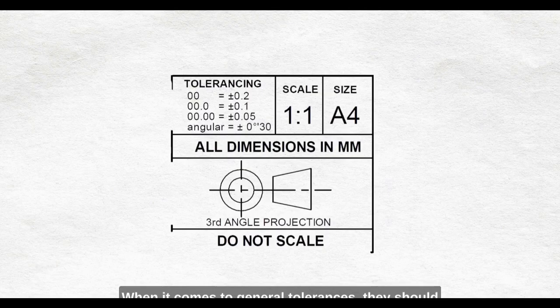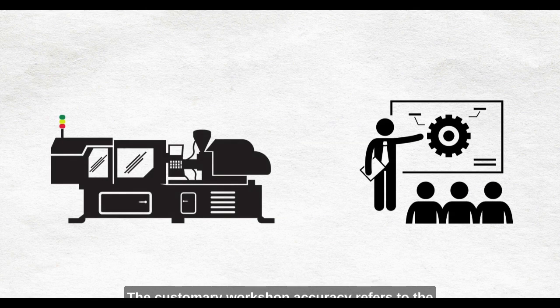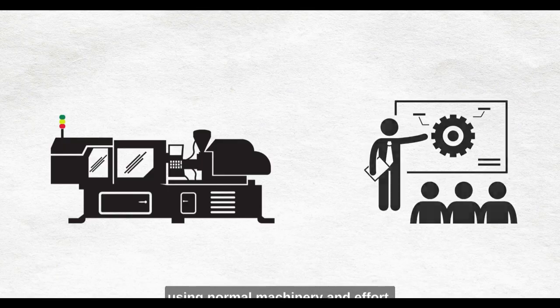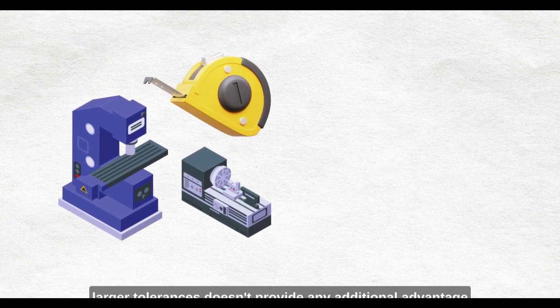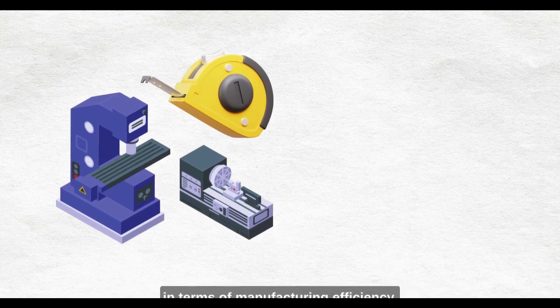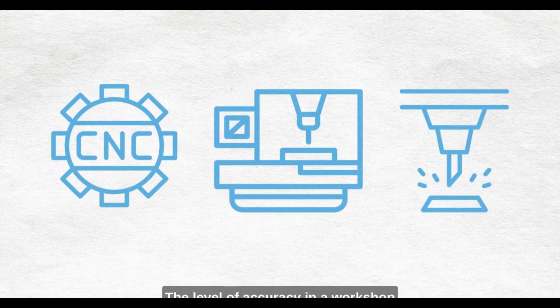When it comes to general tolerances, they should be set to be at least as large as the typical accuracy achieved in a workshop. The customary workshop accuracy refers to the tolerances that the workshop can consistently meet using normal machinery and effort. It is important to note that using larger tolerances doesn't provide any additional advantage in terms of manufacturing efficiency. The level of accuracy in a workshop depends on the machinery used, specifically the equipment that produces the largest deviations. However, it's important to address any exceptional cases separately.